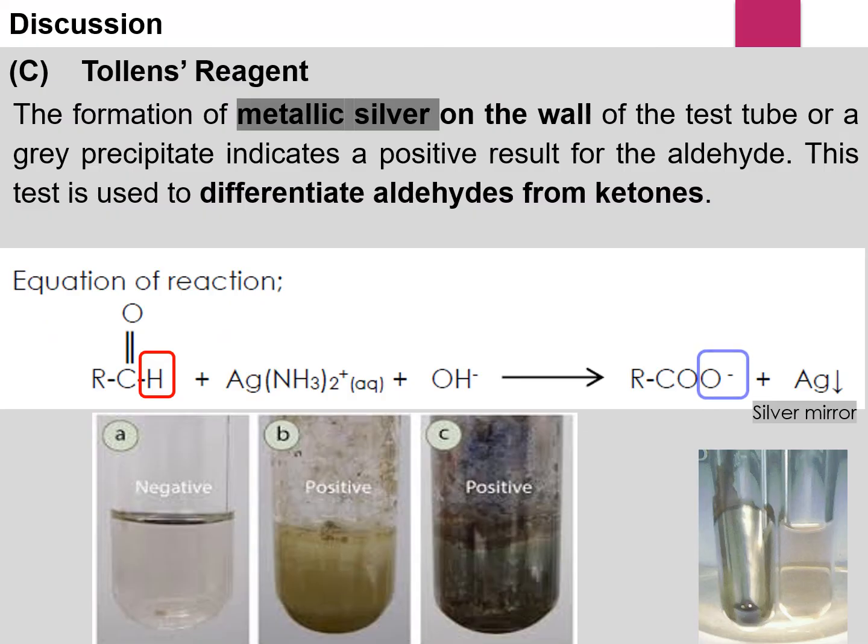For part C, the Tollens' reagent test, the formation of metallic silver on the wall of the test tube or a gray precipitate indicates a positive result for the aldehyde. This test is used to differentiate aldehydes from ketones. And here is an equation for this reaction for the negative result and the positive result shown below.